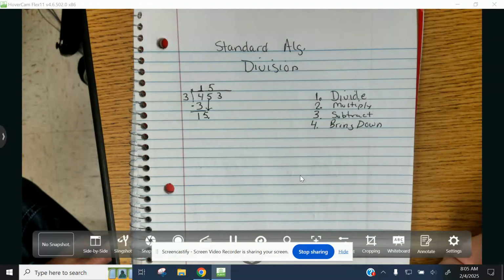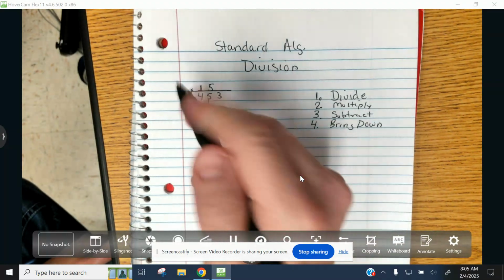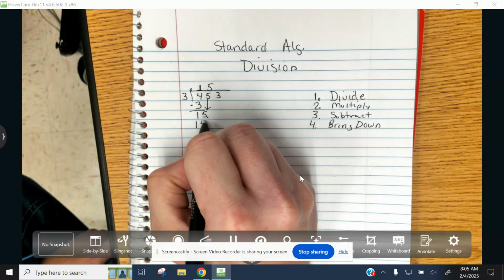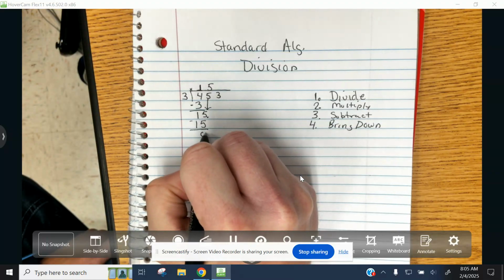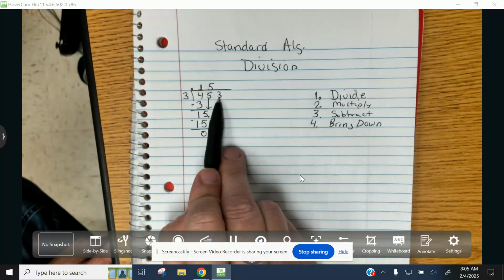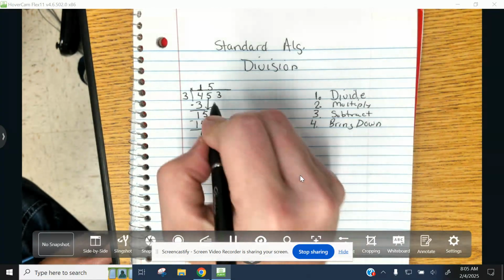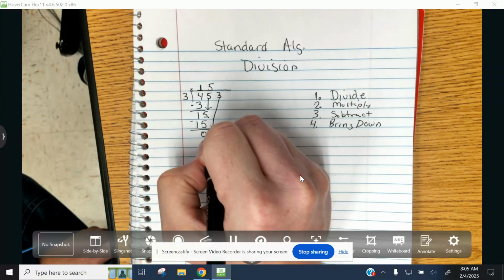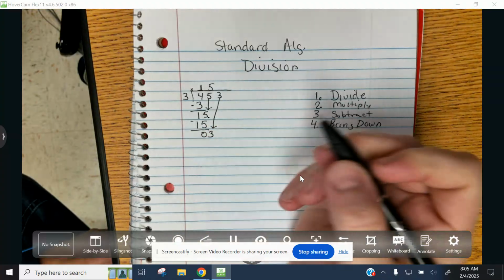Now you're going to figure out, well, how many groups did I make? 5 times 3 is 15. 15 minus 15 is 0. Okay, now you're not done because you still have another number to bring down. You have to bring all the numbers down. So you're going to come down, got to draw your arrow, bring him down.